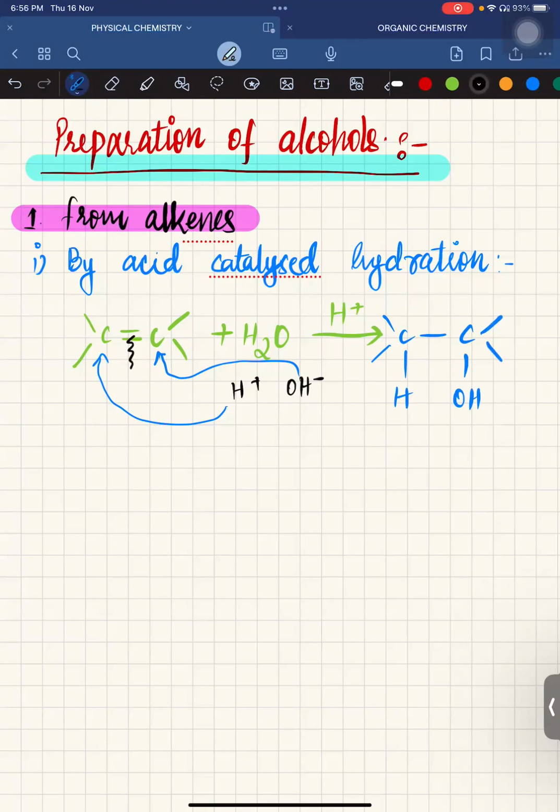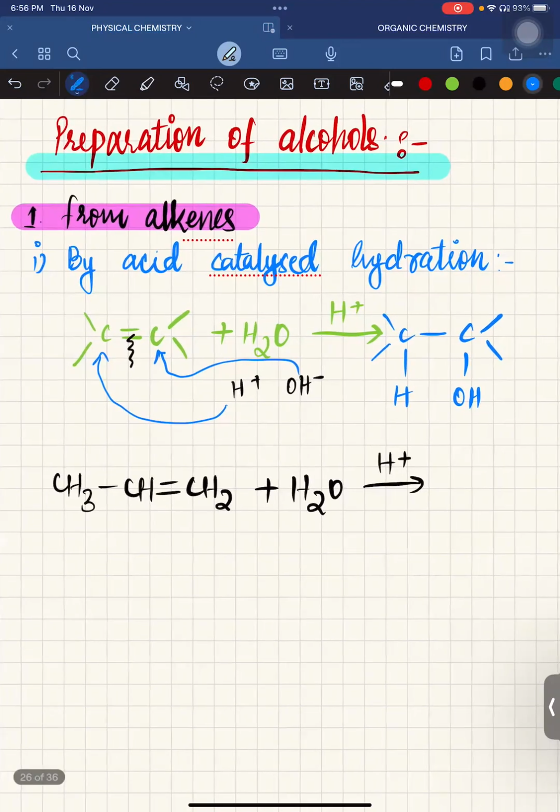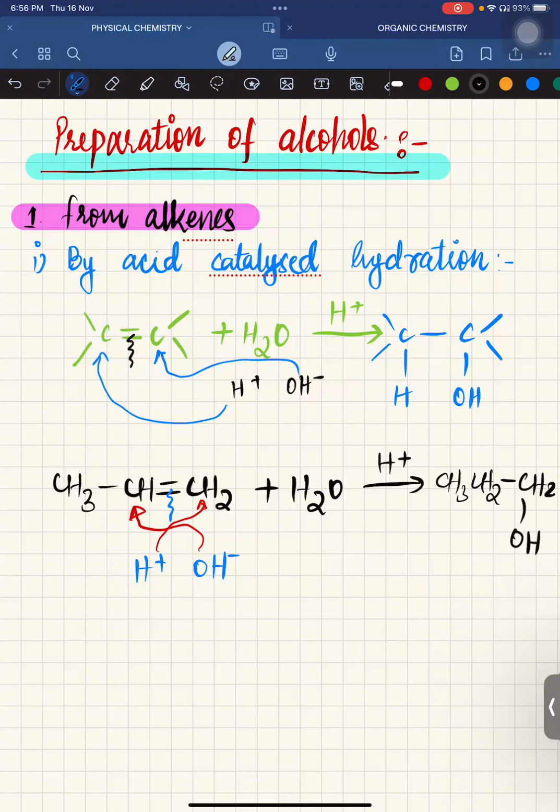For an example, if we are going to take propene, this unsymmetrical alkene, I took an example of unsymmetrical alkene. So you can see what will happen. This bond will be broken. Water has two parts, H plus and OH minus. So where does this OH minus go? This will go to the secondary carbon and this will come here. So what you will be getting is basically CH3, CH2. The double bond will be converted into single bond and this will be the product.